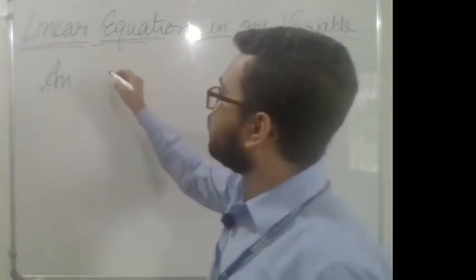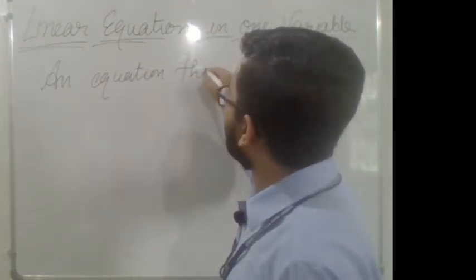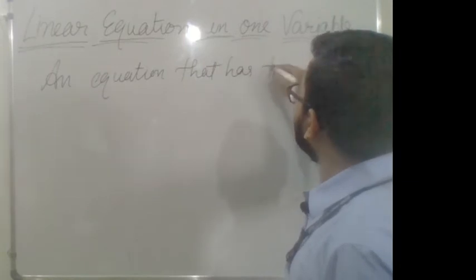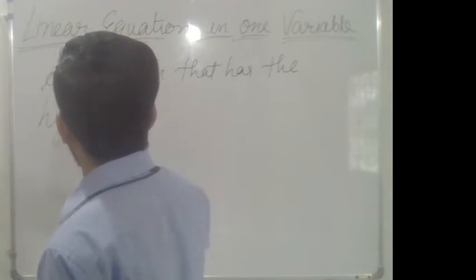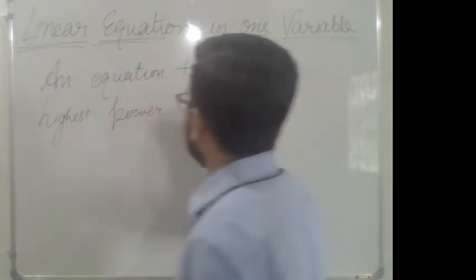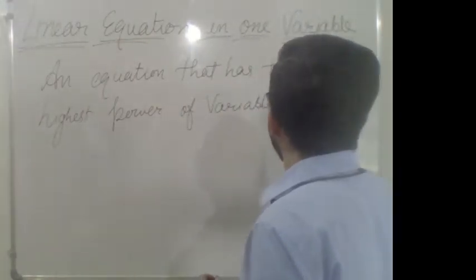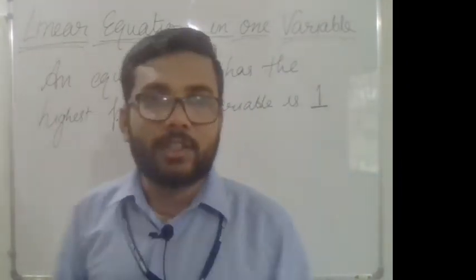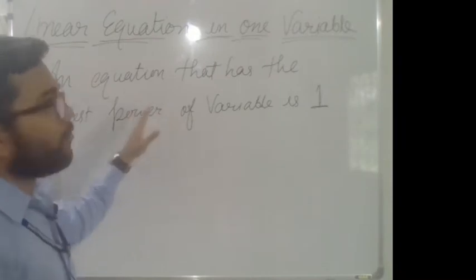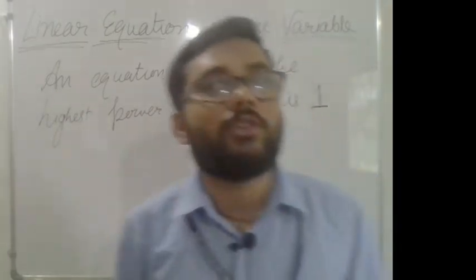Write it in your notebook: an equation that has the highest power of variable as 1. The highest power of variable is 1. So in an equation there is a variable. If the highest power of that variable is 1, that equation is called a linear equation.